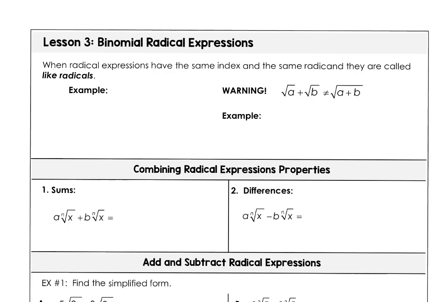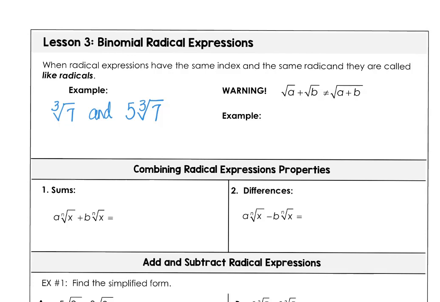This is Lesson 3 in Unit 6. We're going to discuss binomial radical expressions today. When radical expressions have the same index, such as the cube root of 7, and the same radicand, they're called like radicals. So let's say we had the cube root of 7 and 5 times the cube root of 7. Same index is 3, and same radicand is 7.